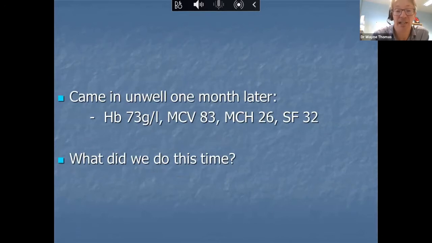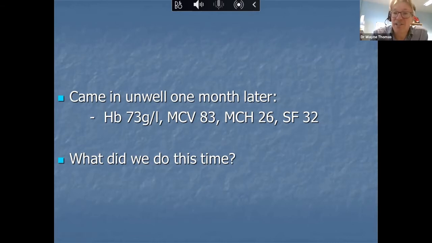So yeah, she did. She came back 1 month later and now she's quite significantly anemic. She's still got a normal MCV, maybe because of the reticulocytosis. But her MCH is 26. So those reticulocytes are pretty poorly hemoglobinized. Now, serum ferritin is still normal.